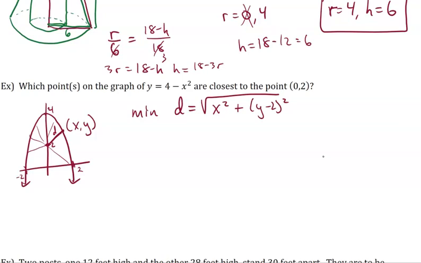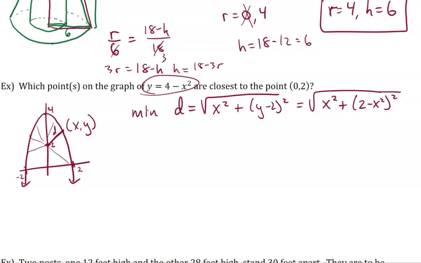Okay, now I currently have two variables inside my definition equation for d. So I'm going to go back to my original equation, my original function that I graphed, and y is 4 minus x squared. So I can replace this y with 4 minus x squared, which gives me the root of x squared plus, and then 4 minus x squared minus 2 becomes 2 minus x squared, and then that whole quantity is squared itself. Okay, at this point, I have my variable to be optimized in terms of one variable, but I don't really like the chain rule within the chain rule within the chain rule actually again.